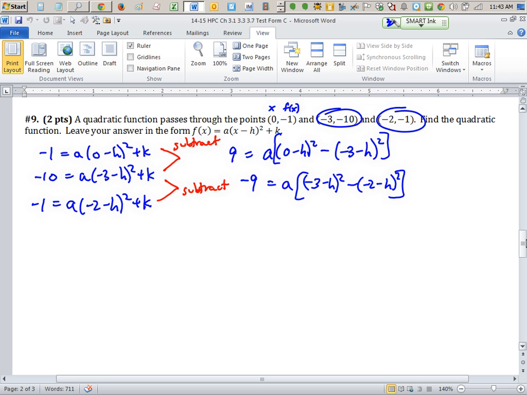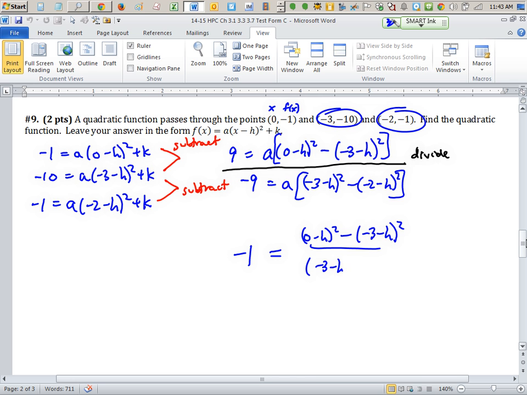Now, like magic, watch. I'm going to divide these equations. And a is gone. Goodbye, a. Good riddance. What we have is this. -1 equals (0 minus h) squared minus (-3 minus h) squared, over (-3 minus h) squared minus (-2 minus h) squared, which looks really awful, but it's really not that bad. In fact, there are no h squareds.